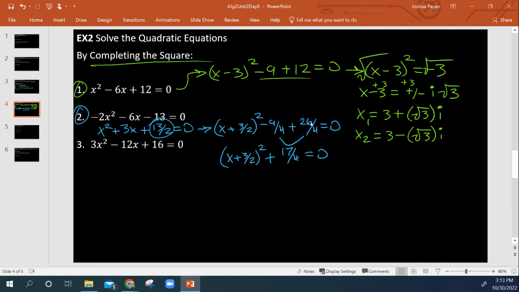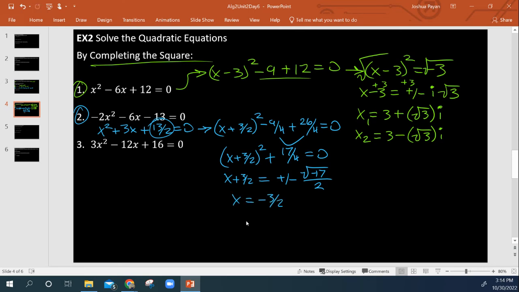Subtract 17 over 4 and take the square root. So that's going to give me plus or minus the square root of negative 17 over 2, because the square root of 4 is 2. And then that's set equal to 3 over 2 plus x. I don't know why I put parentheses. Okay, and then we subtract from both sides.